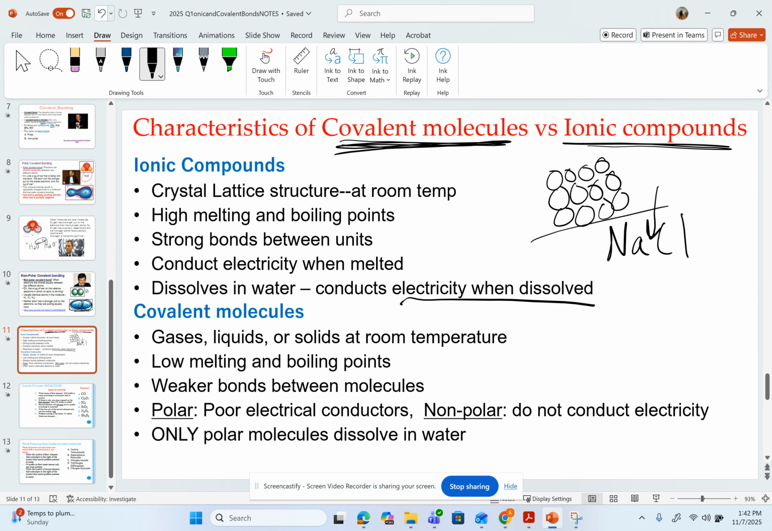And of course, if we break them down, polar covalent molecules have electrons that are shared unequally. They are poor electrical conductors. And then nonpolar covalent bonds don't conduct electricity at all. And only the polar molecules dissolve in water.